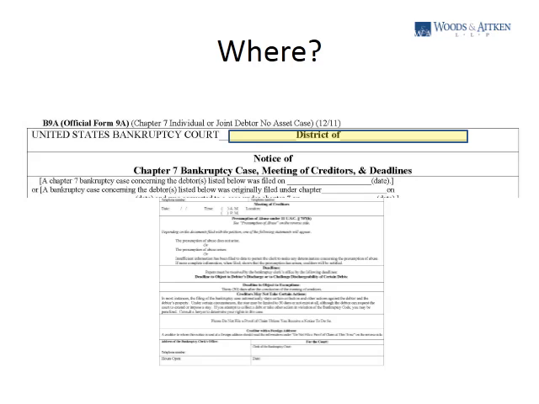You'll find this at the top part of the form where it says United States Bankruptcy Court. The yellow highlighted area will list the specific court where the case was filed.